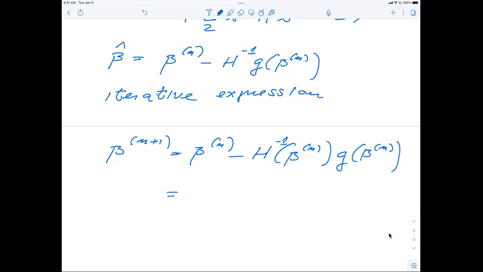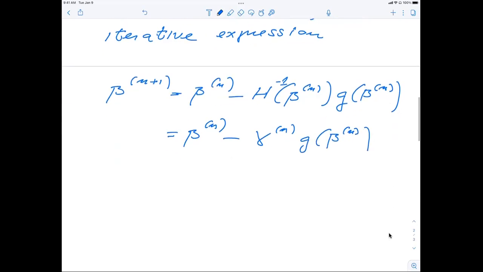And the standard recipe is now to replace H with a parameter gamma, which can depend on the iteration which we are at, and multiplied with G of beta of n. And this parameter gamma is a new parameter in machine learning, and it's normally called the learning rate.